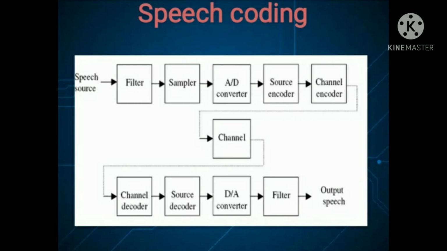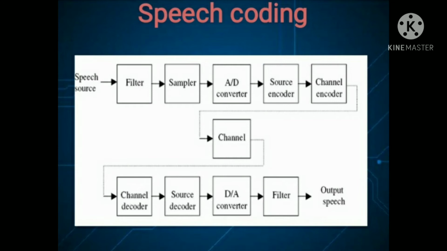Next, here the block diagram represents speech coding. Above it shows the speech encoder and below it shows the speech decoder. The speech encoder consists of speech source, filter, sampler, A to D converter, source encoder, and channel. And the speech decoder consists of channel decoder, source decoder, D to A converter, filter and output speech.